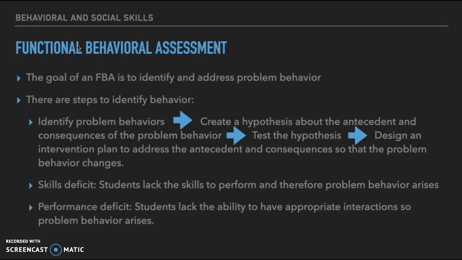And then functional behavioral assessments. The goal of an FBA is to identify and address problem behavior. There is a cycle to identify behavior. First, we identify the problems, then we create a hypothesis about the antecedent and consequence of the behavior problem. Then we test the hypothesis, and finally we design an intervention plan to address the antecedent and consequences so that the problem behavior changes. There are some deficits for why problem behaviors may arise. Skills deficits: students lack the skills to perform and therefore problem behavior arises. Or a performance deficit: students lack the ability to have appropriate interactions, so problem behavior arises.